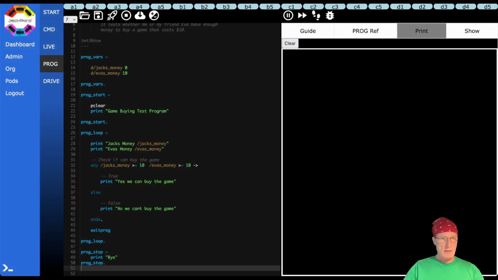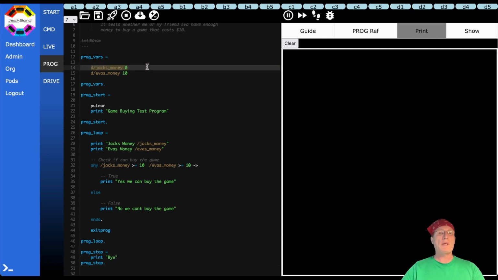Okay, so this is the program that we're going to use to see if we can afford to buy this game. So the first thing we do is we've got two variables up here. One is called Jack's money, which is currently 0 because Jack doesn't have any money. And then the other one is Eva's money, and Eva has $10. So we print the title, and then we print how much Jack has and how much Eva has.